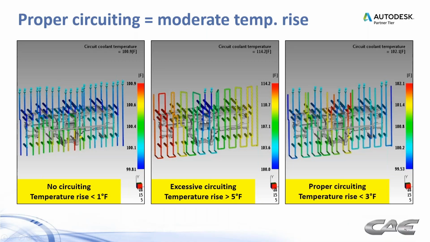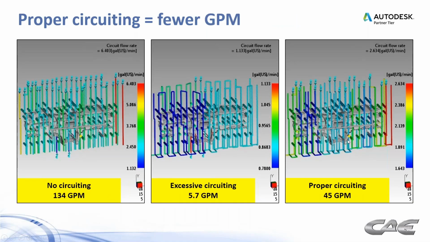Now we've got the situation that's just right. So proper circuiting, temperature rise less than 3 degrees. We've selected channels to go together to make use of cooling efficiency, and we've maintained our temperature uniformity.